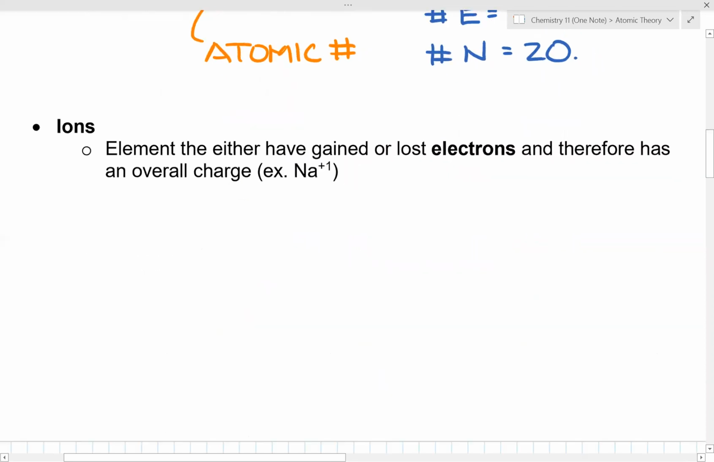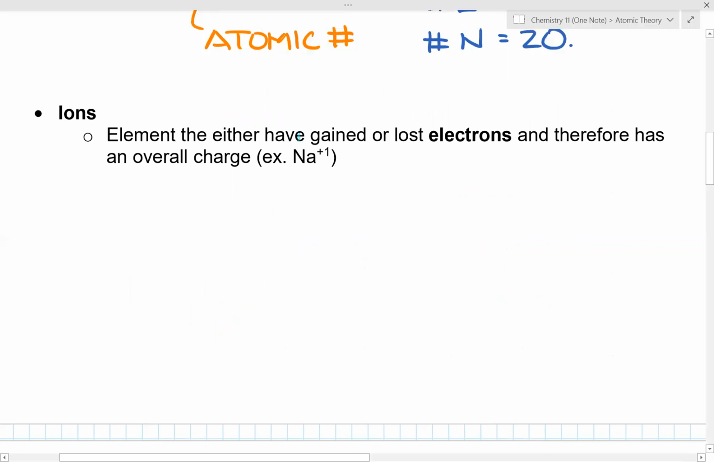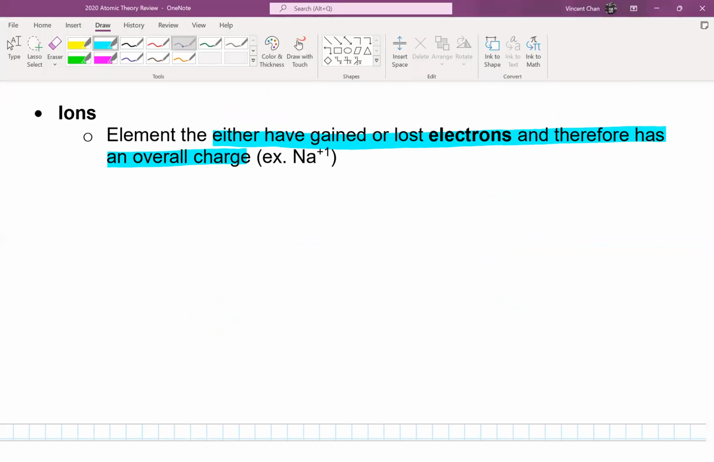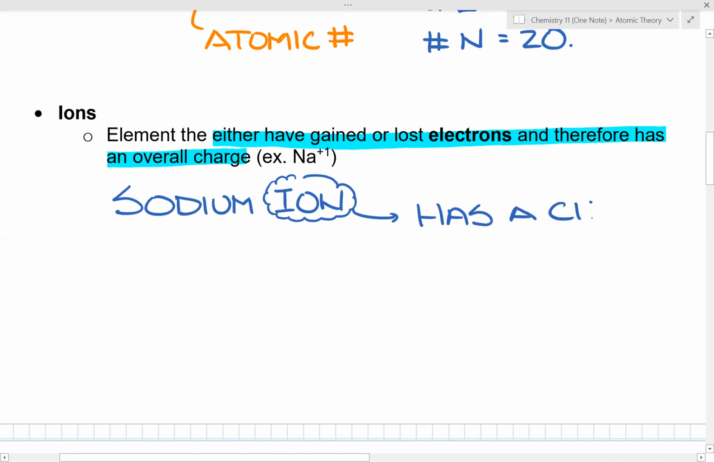Now, remember, another term is ions. An ion is an element that has either gained or lost electrons, and therefore has an overall charge. So let's say, for example, sodium +1. If we said sodium ion, the ion here means that it has a charge. So in this case, the sodium ion would be Na+1. Notice the +1 here, it has a charge.